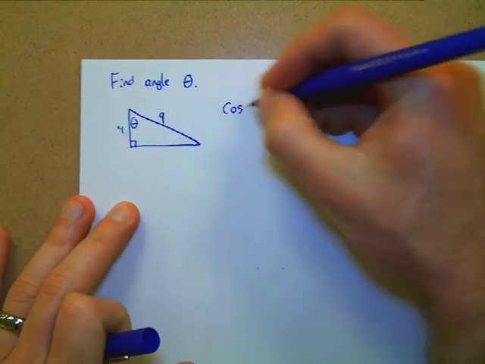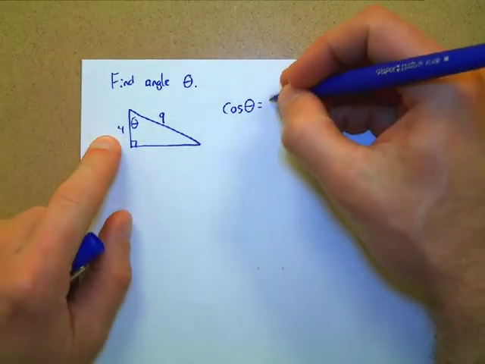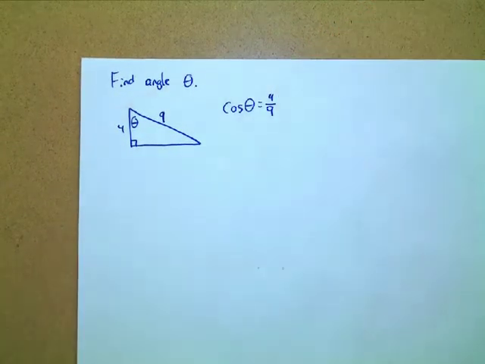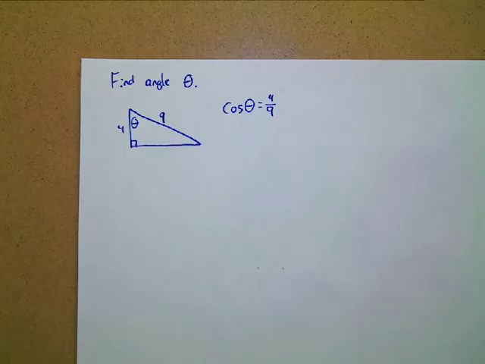Cosine of theta equals adjacent 4 over hypotenuse 9. Now let's say we wanted to be stubborn though, and we really did want to use sine or tangent. What could we do here to figure out the opposite leg? Pythagorean theorem, right. We could use Pythagorean theorem here to find this opposite leg, and then use sine or tangent, okay? So it's not like we're stuck using only cosine here. If you really wanted to, you could use tangent or sine, but you have to use Pythagorean theorem first, and then solve.